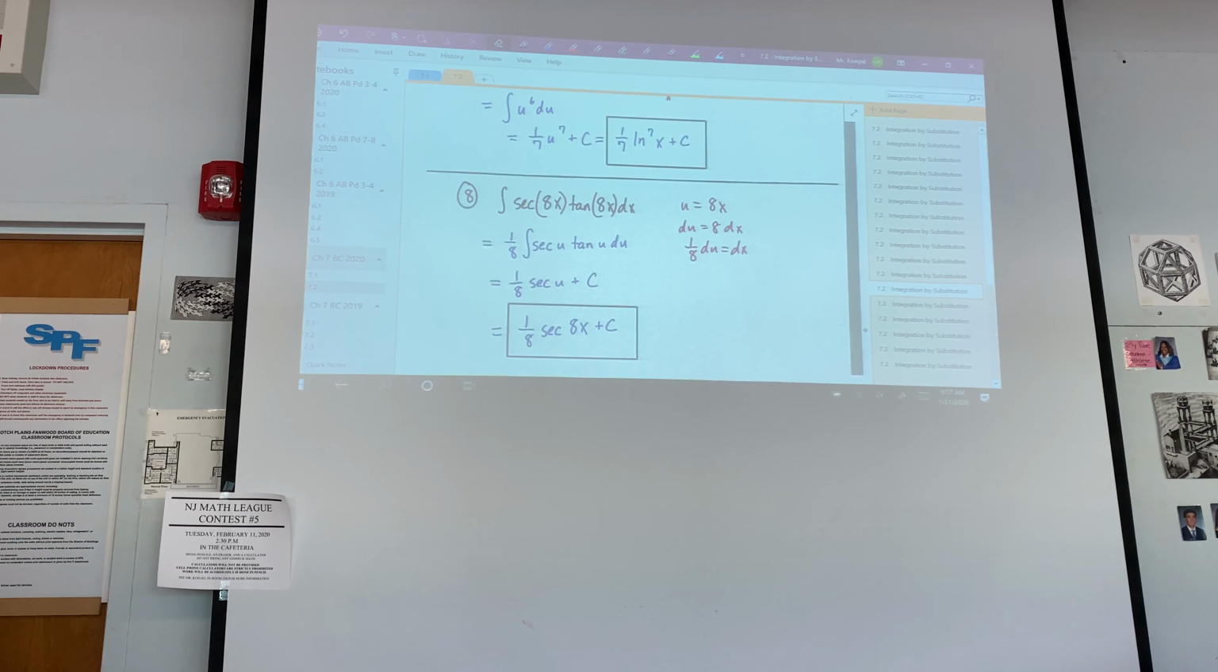The better you know your trig differentiation rules, your differentiation rules in general, for this type of problem, the easier these problems are to get through. U has to be 8x here. Anything else isn't going to work.